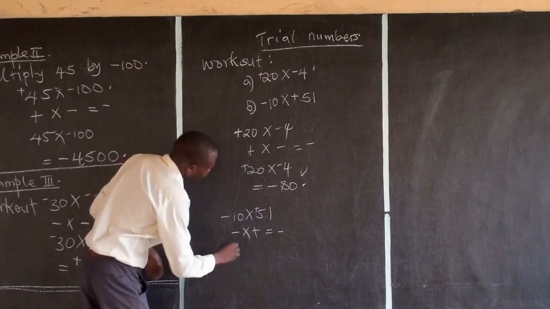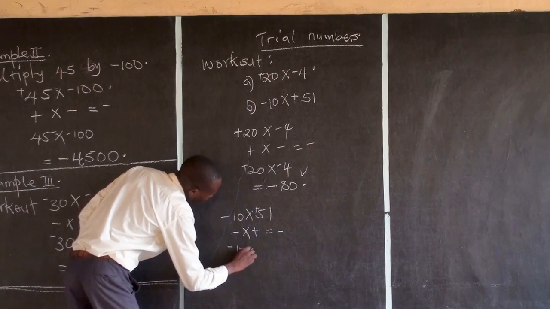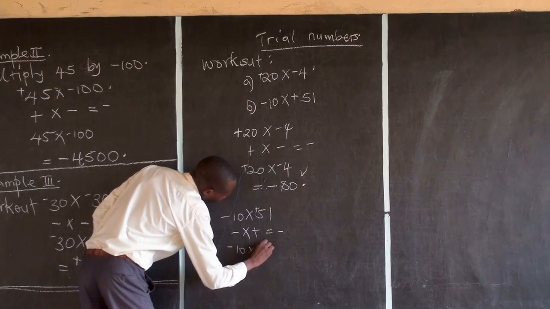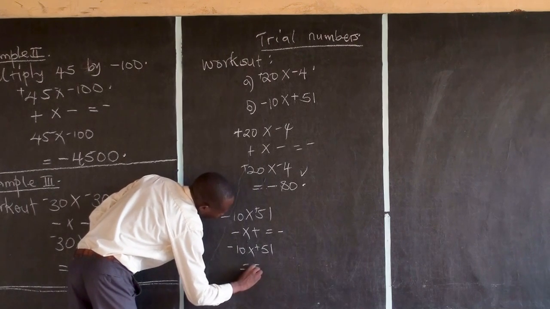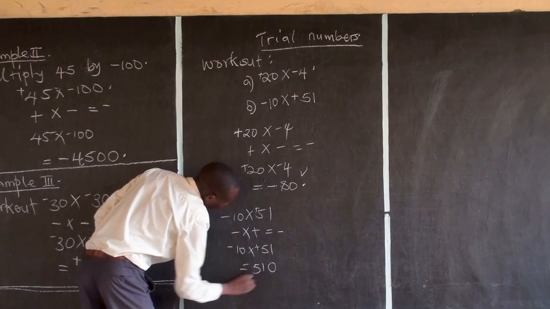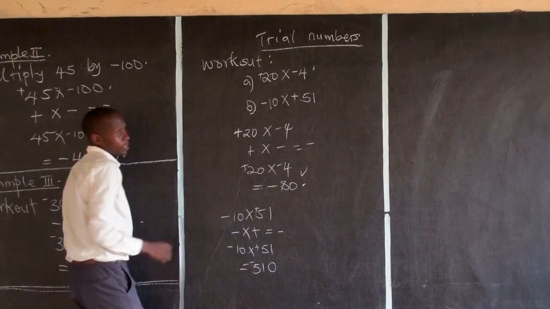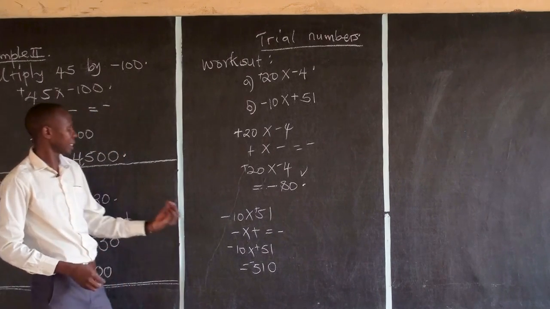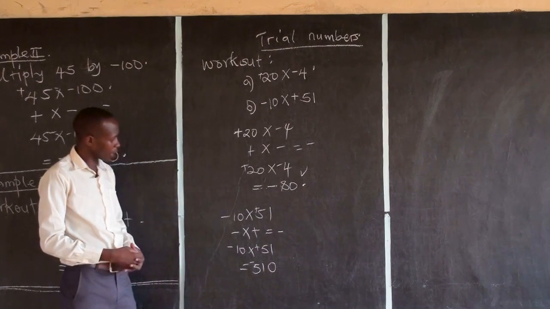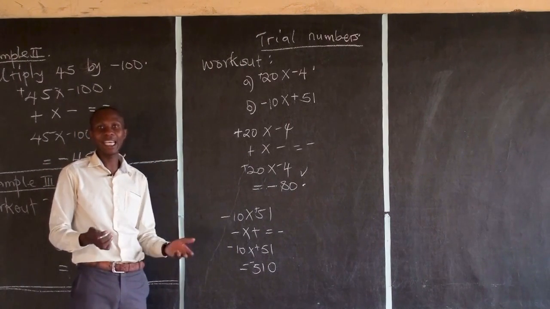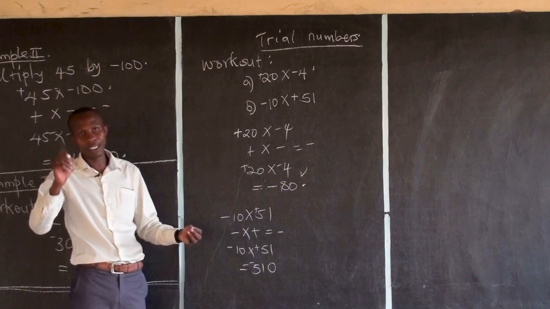What will happen to B? We have negative 10 times positive 51, which will give us 510. Remember, it is negative because it is a negative times a positive. So when we multiply all this, we shall come out with negative 510. If you have that, put a tick.